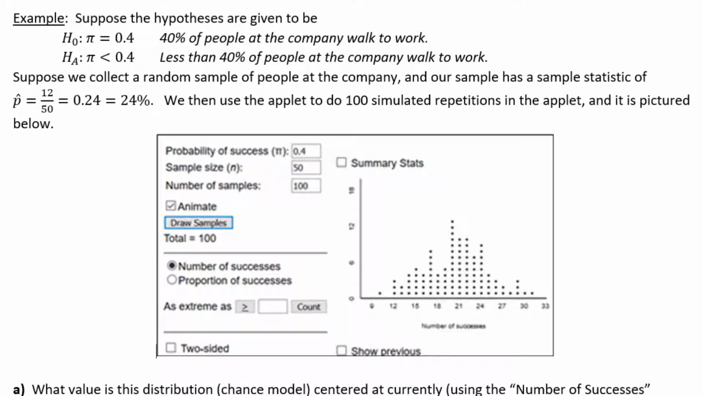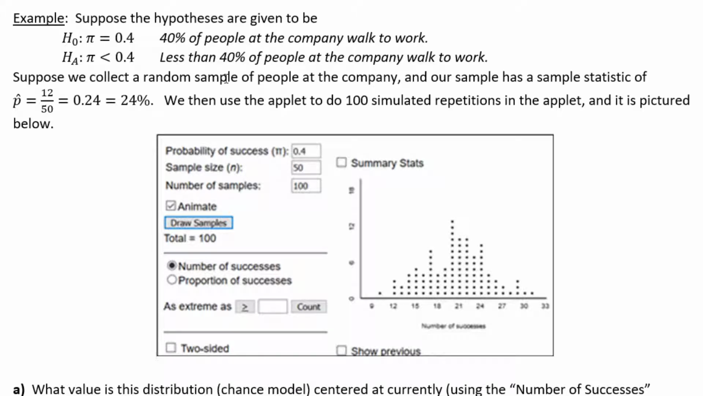Suppose the hypotheses are given to us as follows. The null hypothesis is that pi is equal to 0.4. In context, it means 40% of people at a company walk to work. The alternative hypothesis is that pi is less than 0.4, meaning that less than 40% of people at the company walk to work.